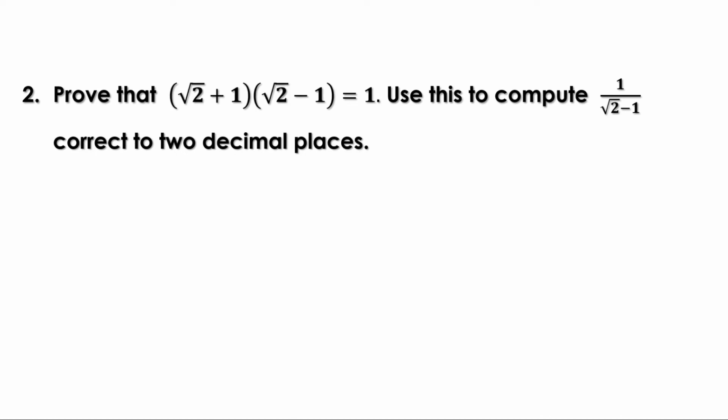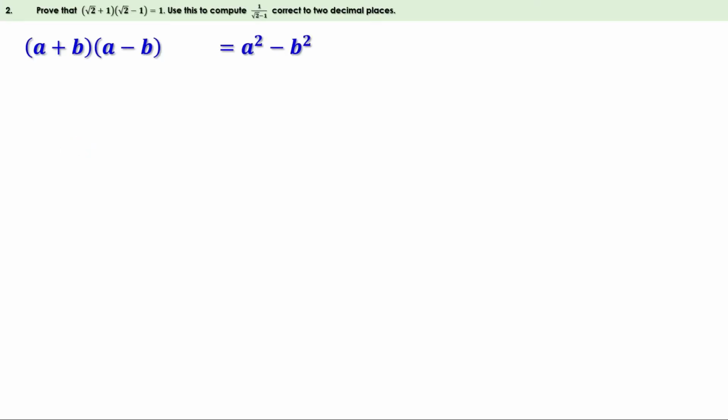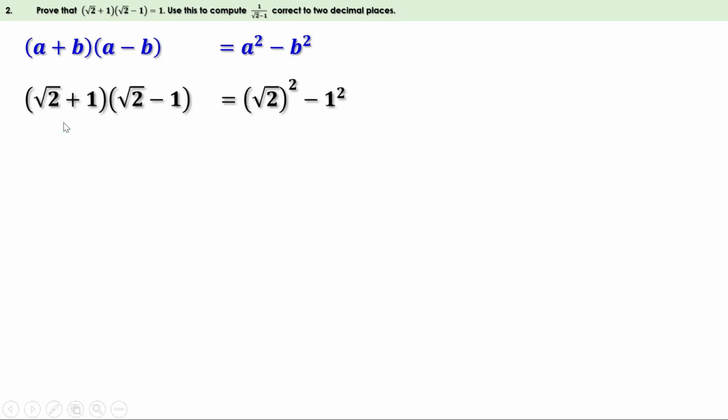Prove that root 2 plus 1 into root 2 minus 1 equal to 1. Use this to compute 1 by root 2 minus 1 correct to 2 decimal places. We know a plus b into a minus b equal to a square minus b square. Therefore, root 2 plus 1 into root 2 minus 1 equal to root 2 square minus 1 square. The square of root 2 is 2 itself and square of 1 is 1. Therefore, this can be written as 2 minus 1 and 2 minus 1 is 1. That means root 2 plus 1 into root 2 minus 1 equal to 1.